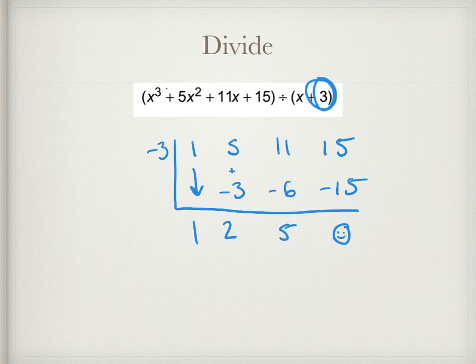So if our question started with x cubed, what's our answer going to start with? X squared. And then we have plus 2. What comes after the 2? X. And then plus 5. Does the 5 get anything? Nope. What's the 0? Our remainder. So our answer is x squared plus 2x plus 5.